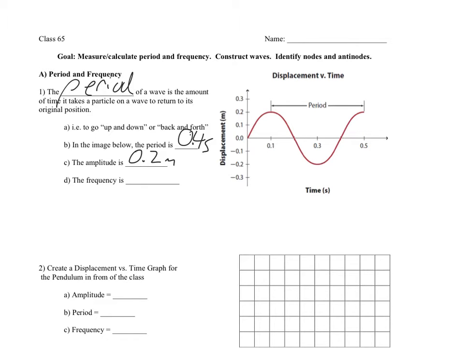Now frequency. We have an equation that relates frequency to period. Period is equal to 1 over frequency. So if we're given the period, we have 0.4 seconds equals 1 over frequency. Cross multiply. Frequency is 1 over 0.4 seconds. Comes out to be about 2.5 hertz.